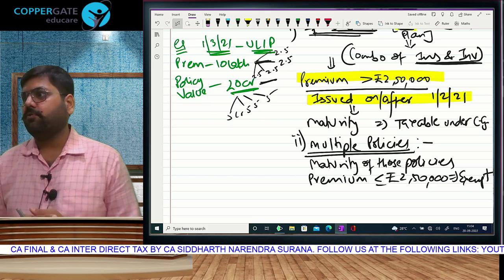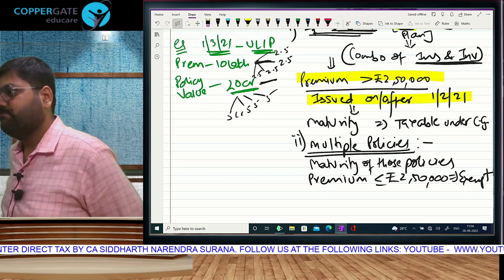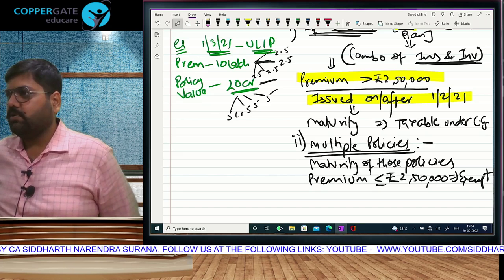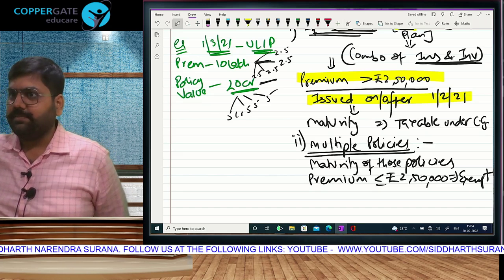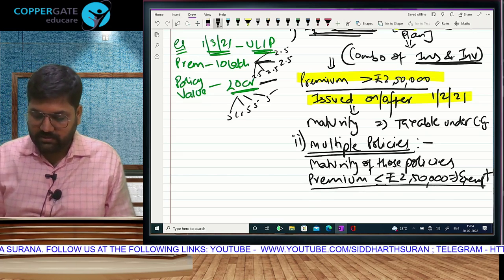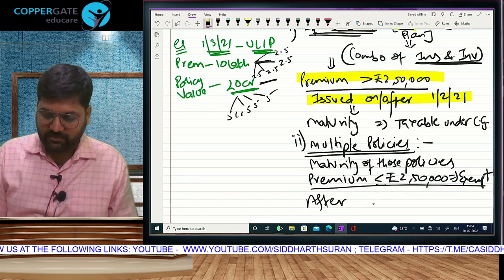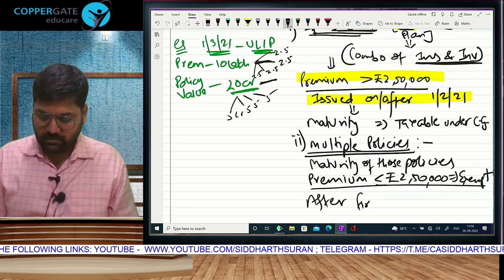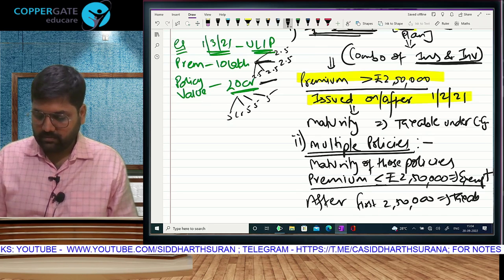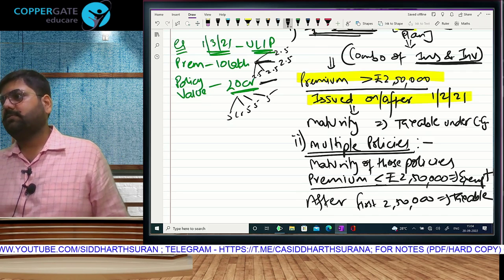It is not that because you have 4 policies you will not get exemption. Start picking up. First policy. What's the premium? 2,50,000. What's the maturity value? 5 crore. That premium is within the limit? Exempt. Have you taken the benefit of 250? So after this, after the first 2,50,000, it is going to be taxable.